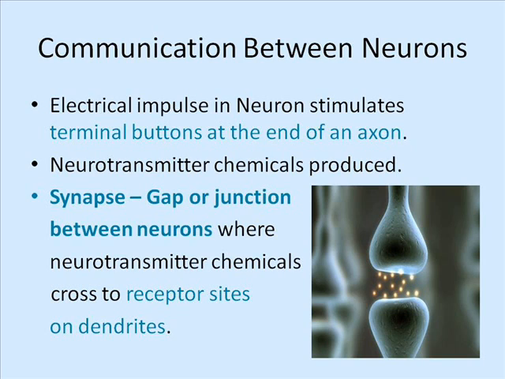As the electrical impulse moves along the axon, it finally reaches the terminal buttons at the end of an axon where neurotransmitter chemicals are produced. These chemicals will cross the gap or junction between neurons and be received by the receptor sites on the dendrites of the next neuron.